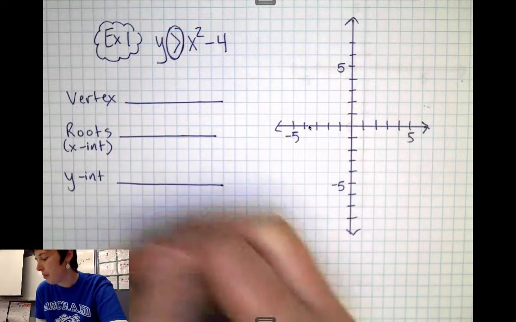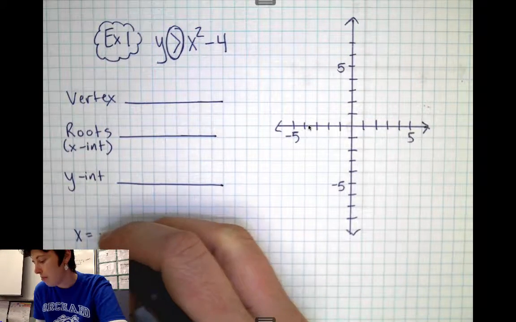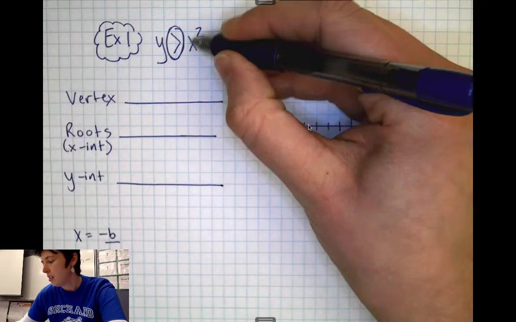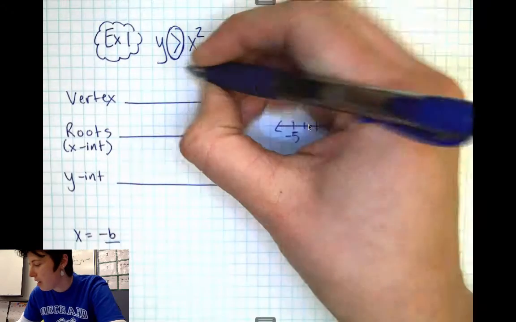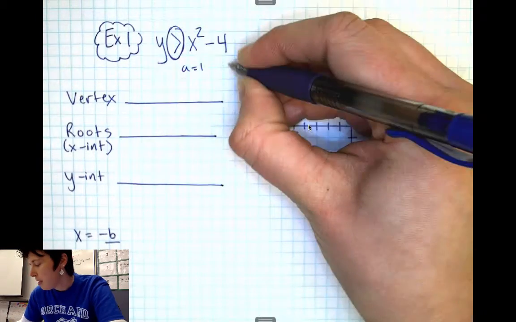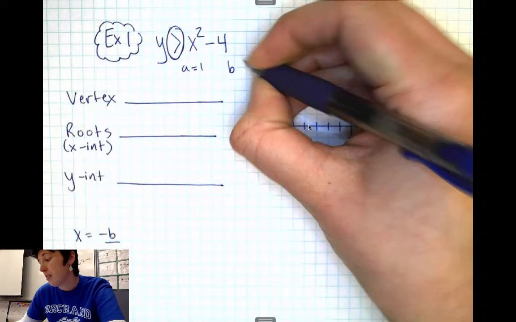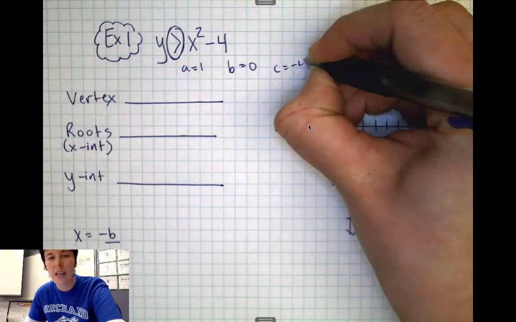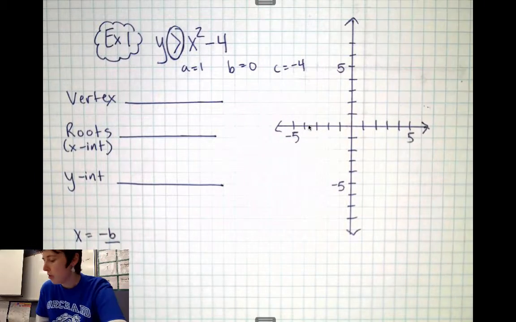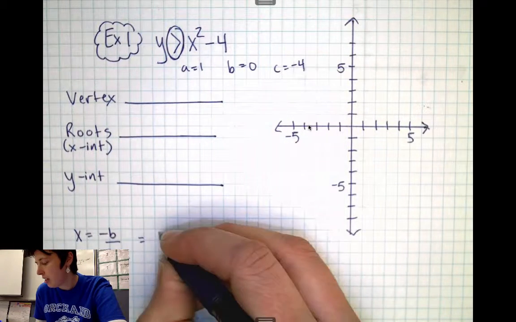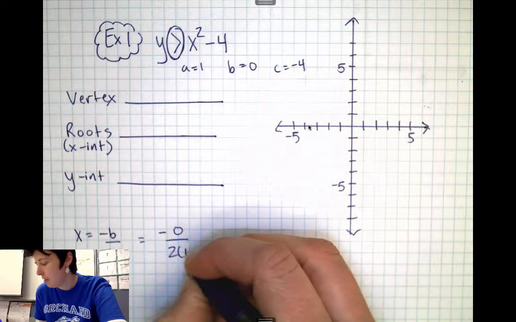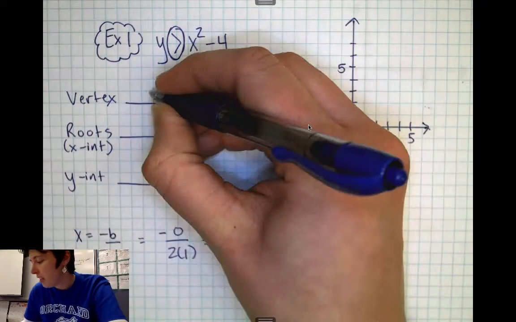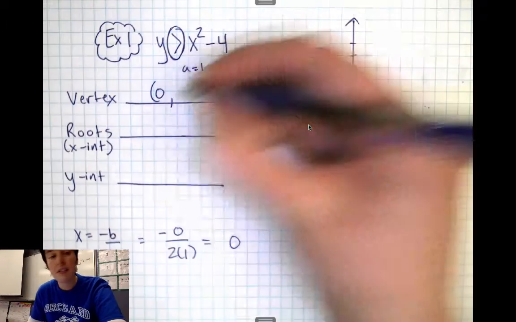For the vertex, we use a formula, x equals negative b over 2a. In this problem, a is the coefficient in front of the x squared, so a is equal to 1. b is the coefficient in front of x, which is 0 in this problem. And c is going to be minus 4. Those are my a, b, c in my formula. So negative b over 2a is negative 0 over 2 times 1, and 0 divided by anything is 0. So my vertex is at 0 and something else.